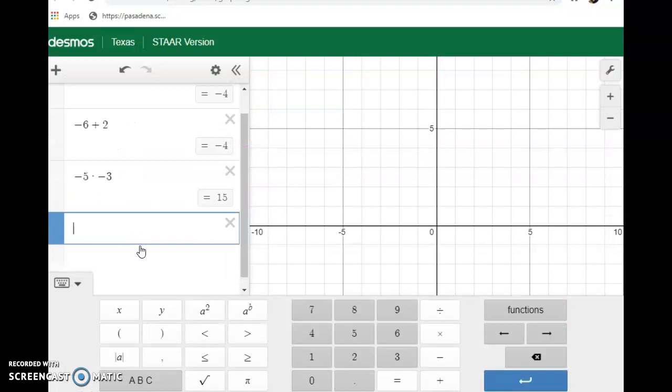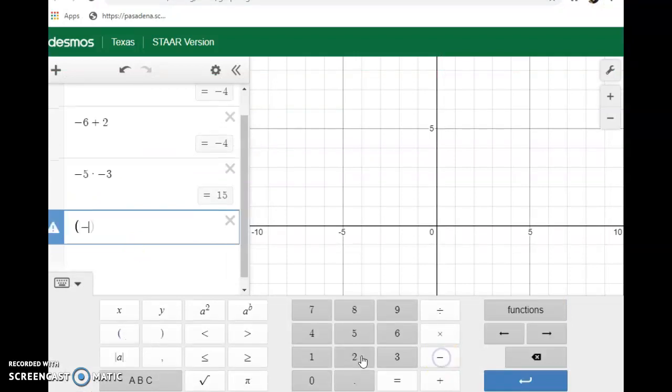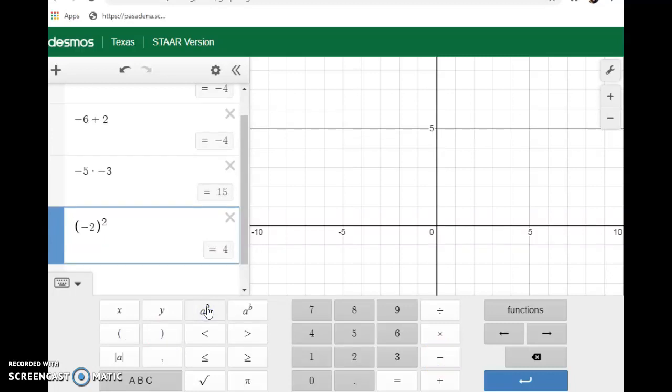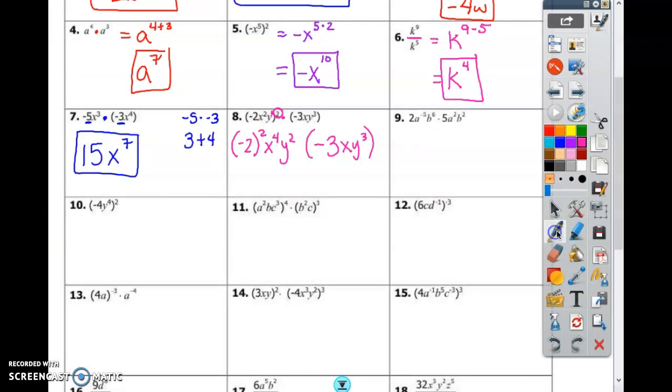Okay, so we have parentheses, -2, close parentheses, to the power of 2. That is a positive 4. So right here, this gives me a positive 4, right? I'm just going to cross it out because that's a 4. And then 4 times -3 gives you -12.